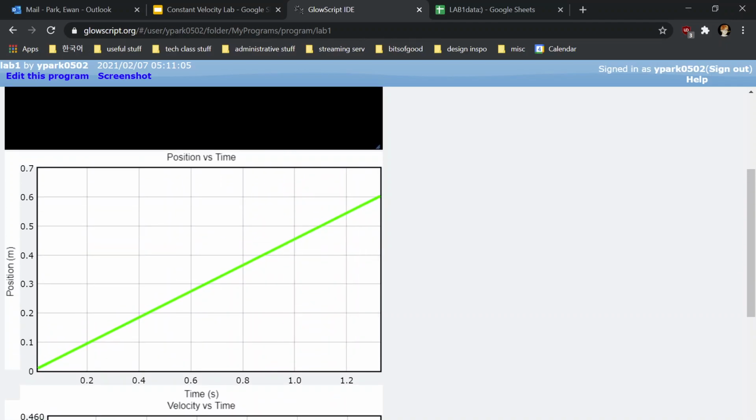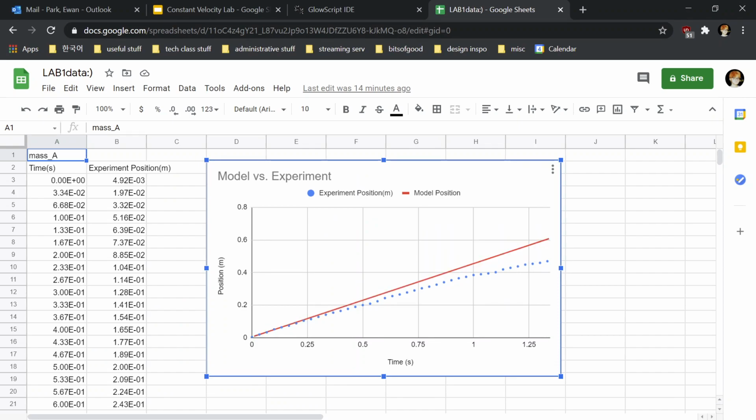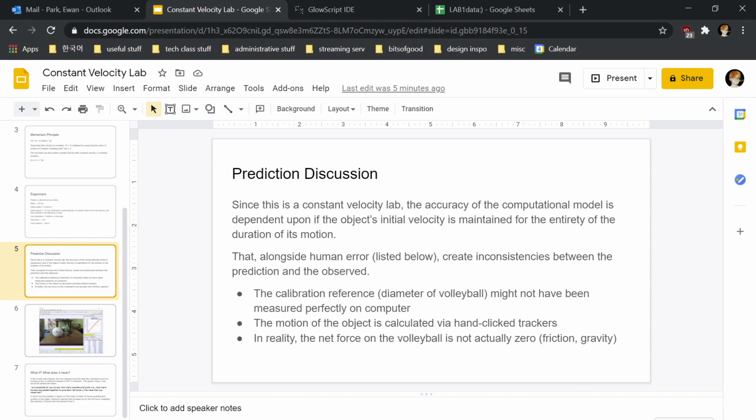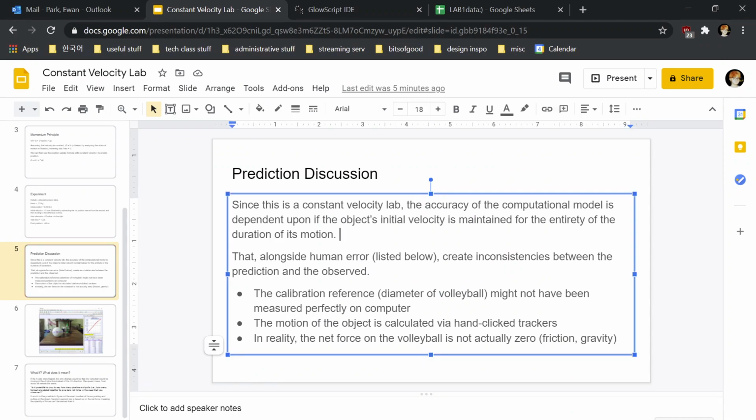And this graph comes in handy because it's this graph, but this graph has the observed motion as well. So as you can see, the model has a straight line, straight slope, because of course the velocity is constant. The observed data, in contrast, actually lines up pretty well with the model for the first 0.25 seconds or so. But as seen here, the ball slows down and its final position ends up being a good bit lower than the model's. And of course this is because the object that is observed doesn't actually have constant velocity.